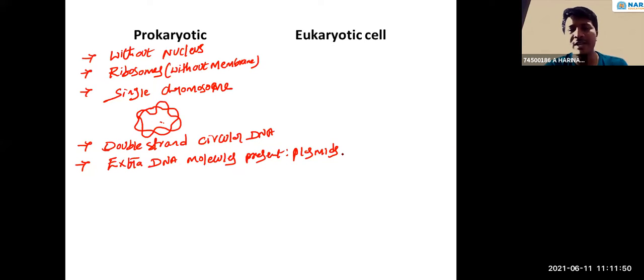So there are no organelles like endoplasmic reticulum, Golgi complex, mitochondria, and plastids like chloroplast are also absent in the prokaryotes. But pigments are present, chlorophyll pigments are present, but there is no organelle chloroplast. Right? Next, the eukaryotic cell.